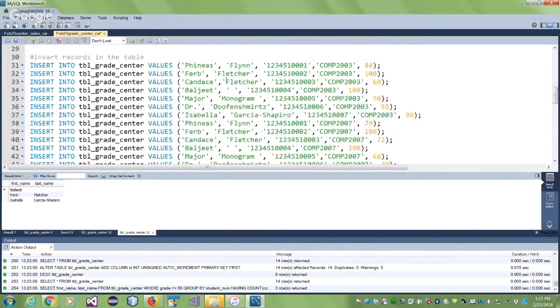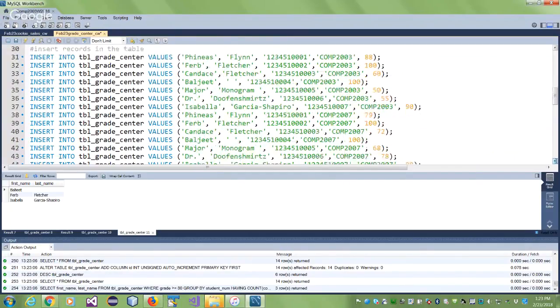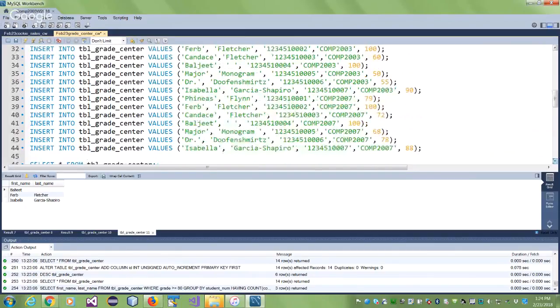So I see Fob is here, 100. Baljit has 100. And Isabella has a 90. Fob has another 100. Baljit has another 100. And Isabella has an 88. You could add more records, really doesn't matter. As long as they have count greater than or equal to 2 and their marks are greater than 80, they will be chosen. Right? So the answer is right.